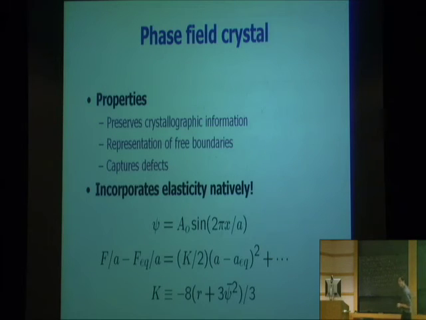Now, why is this a good thing to do? Well, we've preserved crystallographic information, we've captured topological defects, and we've also included elasticity in a native way. How did we do that? Well, just think about the one-dimensional system, suppose I put in a periodic sine wave for the density field, psi. Then there's an equilibrium value of A, which will minimize the free energy. Let's suppose now the lattice is stretched, so this value of A, this length scale for the periodicity, is now bigger than the equilibrium length scale. Then I find that there's a change in the free energy, which I can compute, and it looks like something like this. It's A minus the equilibrium A, squared, times some coefficient.